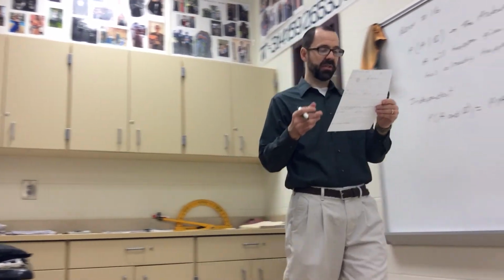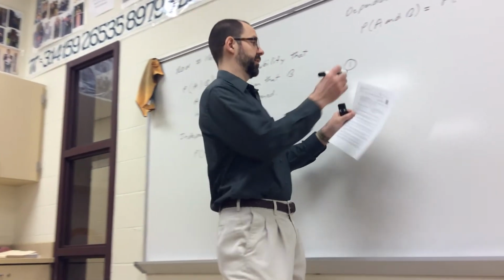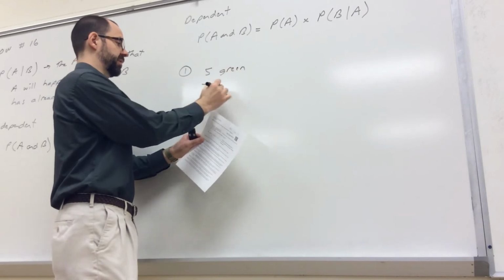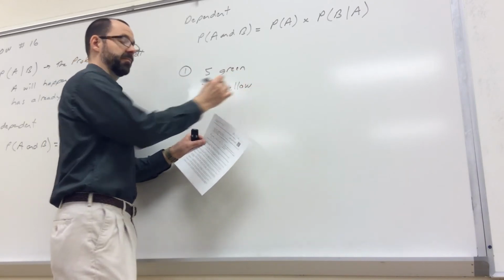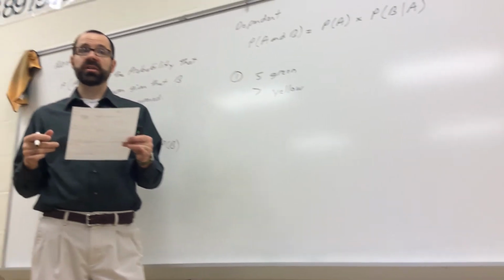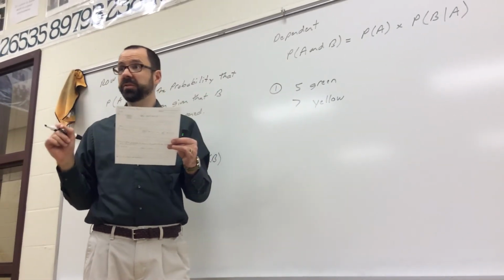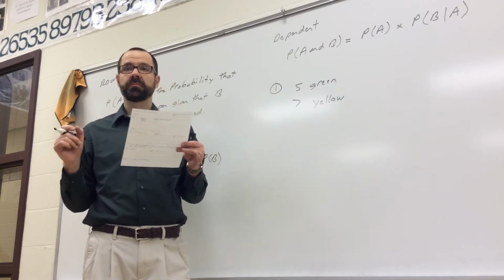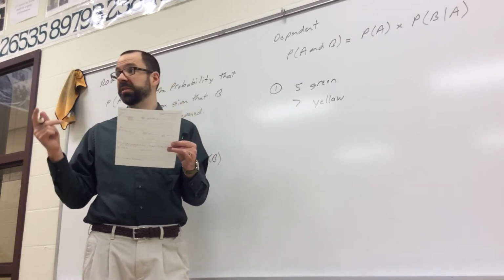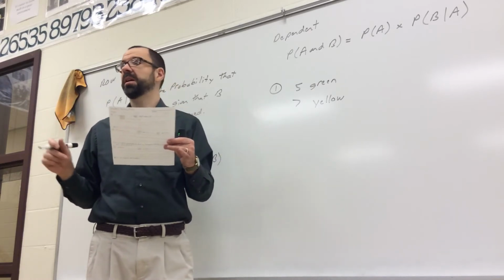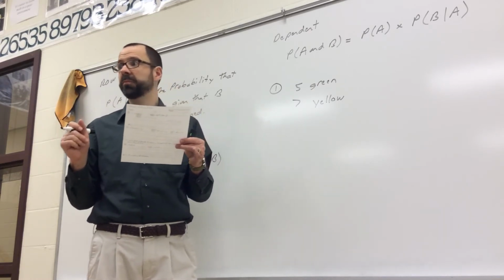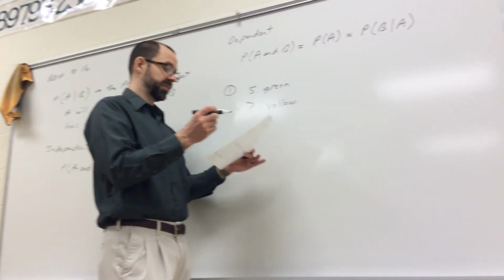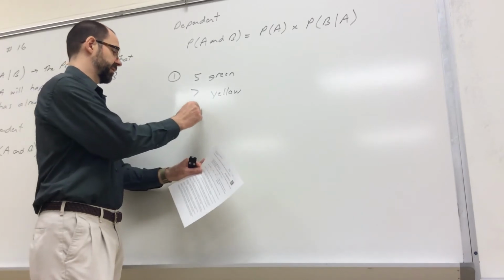So in number 1, there's a box of pencils. And there are 5 green pencils. And there are 7 yellow pencils. And we are going to reach into the box and grab a pencil. And then we're going to reach in the box and grab another pencil. So there's 2 events. Grabbing a pencil the first time, and then grabbing a pencil the second time. And this time, we're not going to put the pencil back. So this is without replacement.